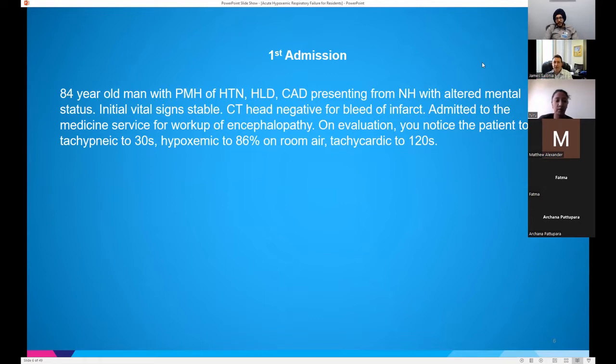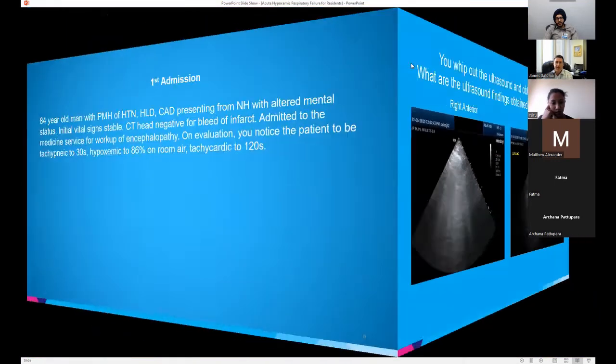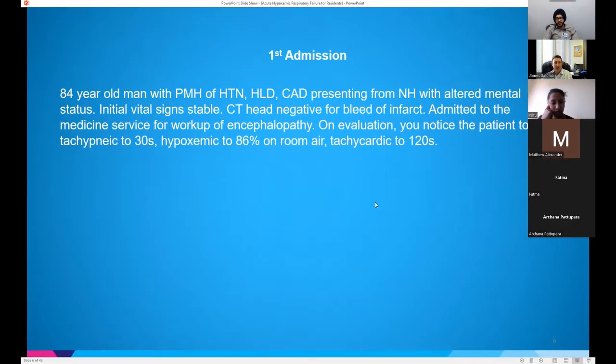So you have an 84-year-old guy, hypertension, hyperlipidemia, CAD. Sorry, let me go back. Altered mental status, initial vital signs stable, CT head negative for bleed or infarct. Admitted, I just recognized the typo that I see there. Admitted to the medicine service for workup of encephalopathy. On evaluation, you notice the patient to be tachypnic, hypoxemic, and tachycardic to 120s.